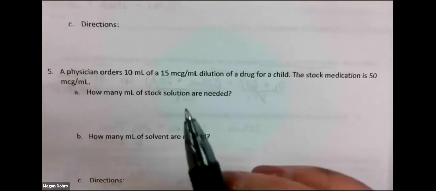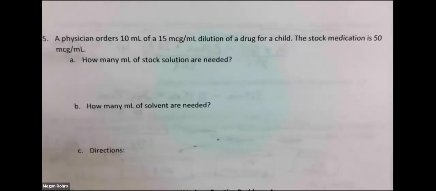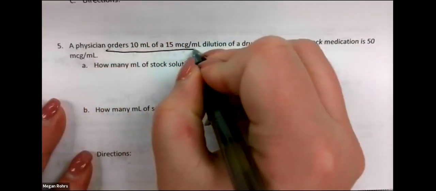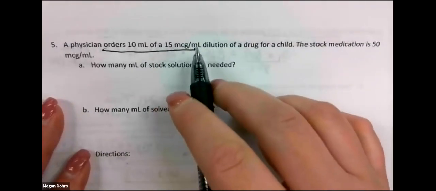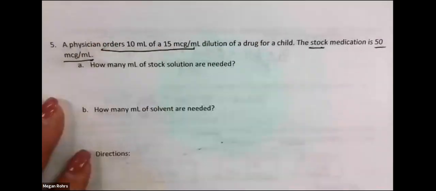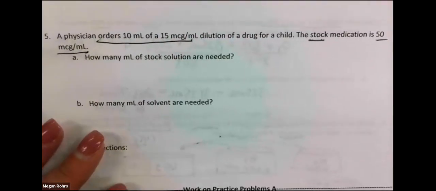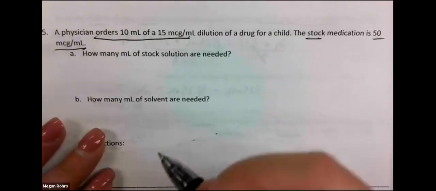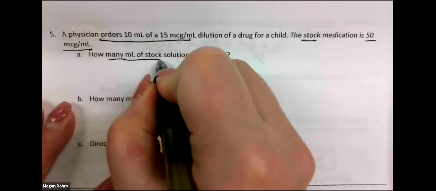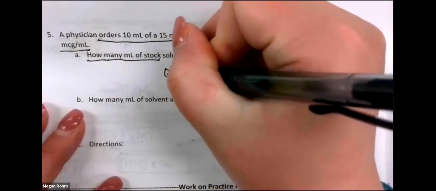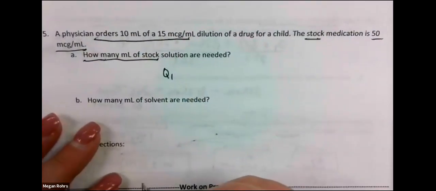So we're going to do the same process with our simple dilution equation, just plugging these in as they are, okay? So they're ordering 10 mils of a 15 microgram per mil solution, and in stock, we have a 50 microgram per mil strength. So once again, stock equal to desired. Well, the question's asking for mils of stock, so I know that I'm going to need to solve for my quantity of my stock, or my Q1.